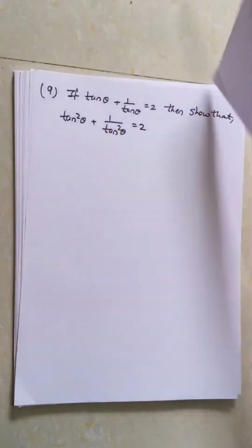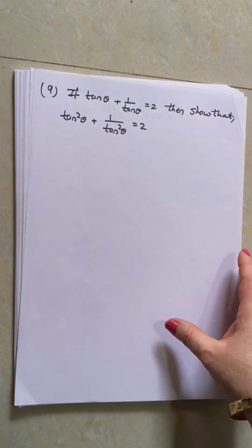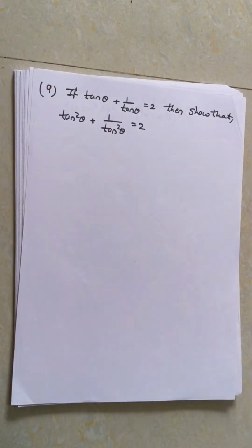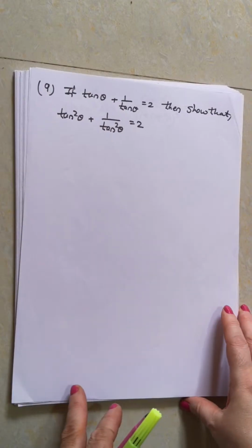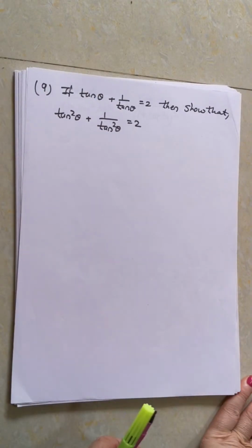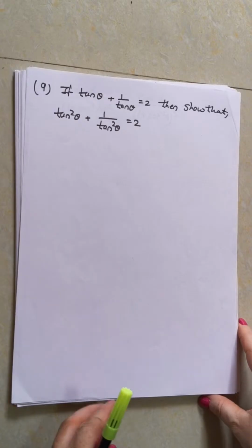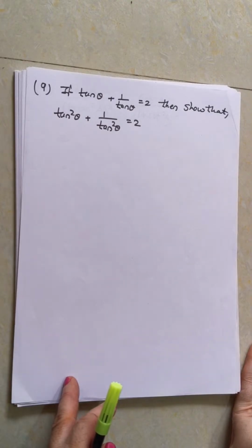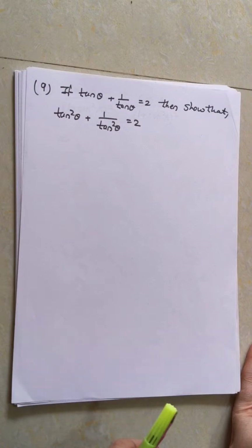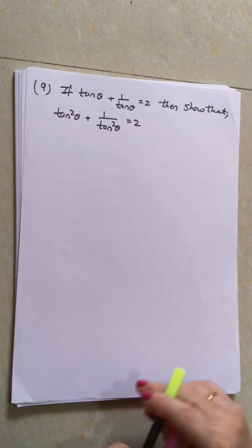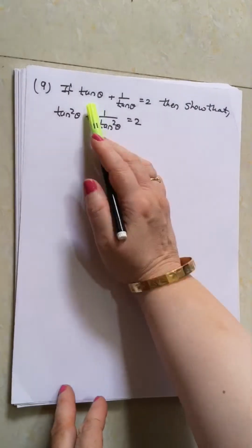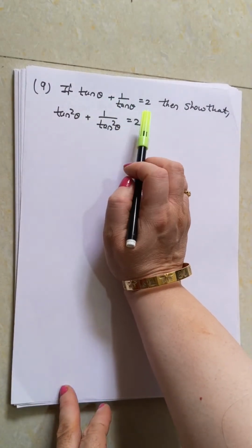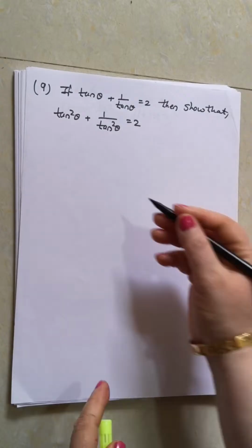We have completed the 8th sum, and now we are on the 9th sum. You can see on the screen the 9th question. If tan theta plus 1 upon tan theta is equal to 2, then show that tan square theta plus 1 upon tan square theta is equal to 2. Let us start from the given. What is given? That tan theta plus 1 upon tan theta is equal to 2.